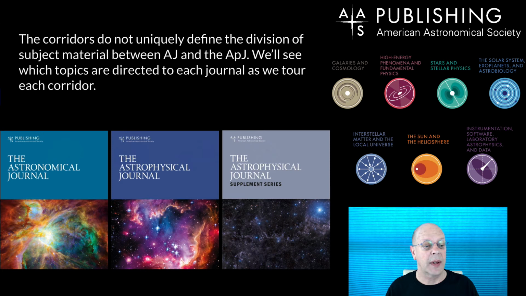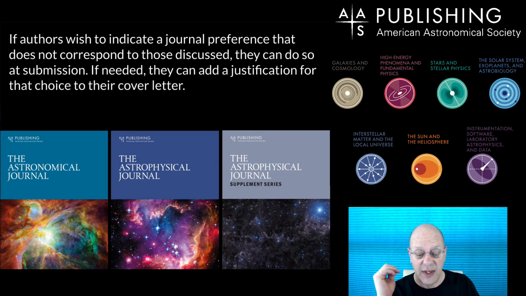Okay. So if authors wish to indicate a journal preference, ApJ, AJ, ApJ Sup, that does not correspond to those that we're going to discuss, they can certainly request a different journal at the time they submit the manuscript, and if needed, they can add a justification to their cover letter. So we do have preferences on which material goes to which journal, but you're free to request otherwise.